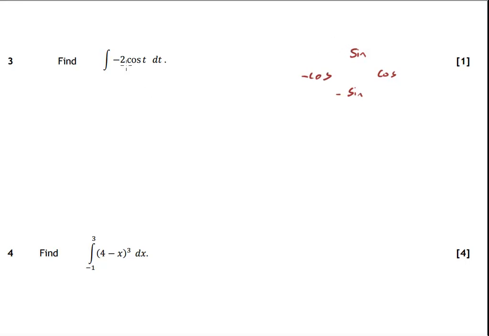So in this case we've got a negative cos term, differentiating negative cos, going anti-clockwise around this relationship here takes us to negative sine. So integral of negative 2 cos t is negative 2 sine t, again no limits, so we need to add the constant of integration.